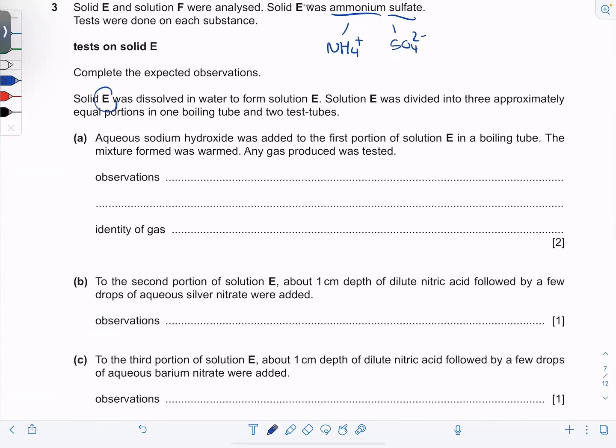He took solid E, dissolved it in water, and divided it into 3 equal portions. Then, to the first one he added aqueous sodium hydroxide, and the mixture formed was warmed, and any gas produced was tested. Okay. I have the ammonium cation, and sodium hydroxide was added to the ammonium, and then we heated, so ammonia gas is produced. So the gas is ammonia, and the observation is that the red litmus paper turns blue.